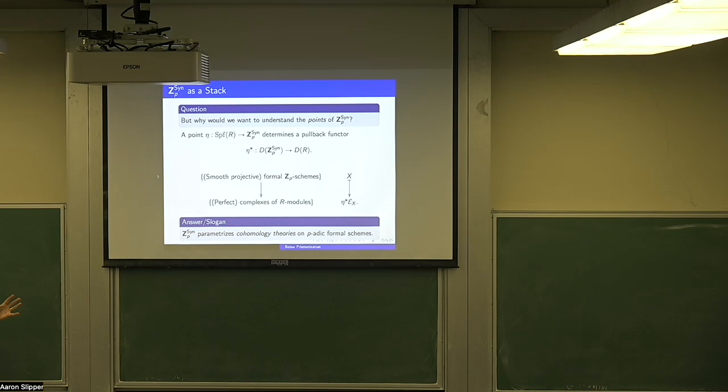Every time you give a point of ZP-SYN with values in a ring R, then you get a cohomology theory where you input a p-adic formal scheme and you output R-modules. So what are some examples of this?